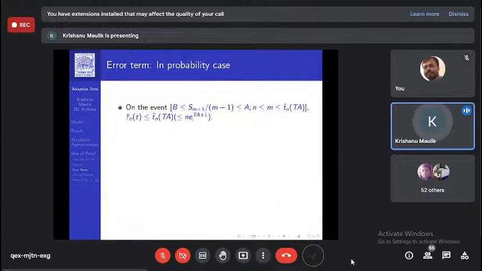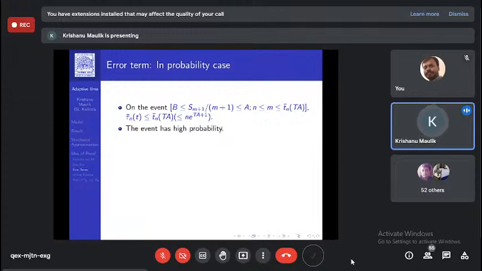What happens in the in-probability case? Again, we have to look at that event, E_{n,A,B}. And on that event, what we have to check is that T bar in TA is less than or equal to this object. That we already checked, that comes from the harmonic series. And also tau bar in T is less than or equal to this. That you can also check because of this condition.